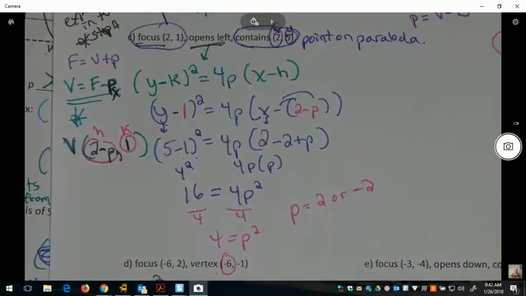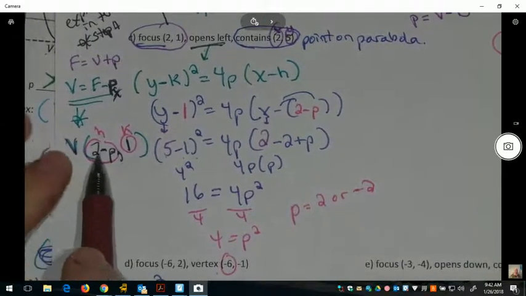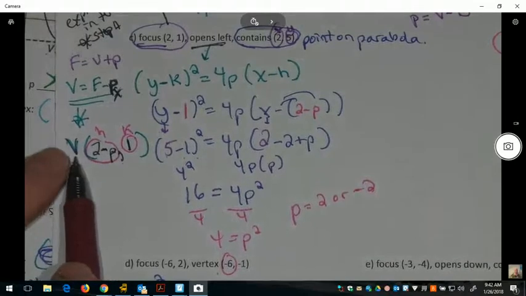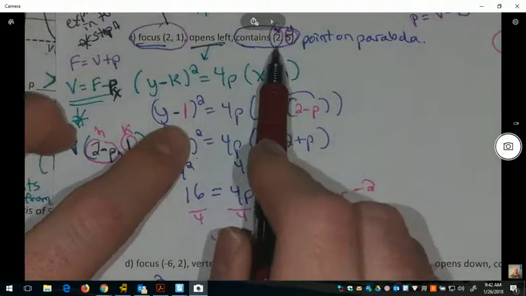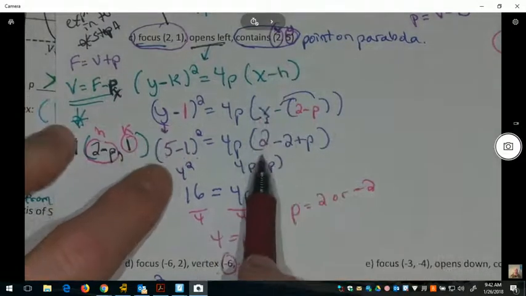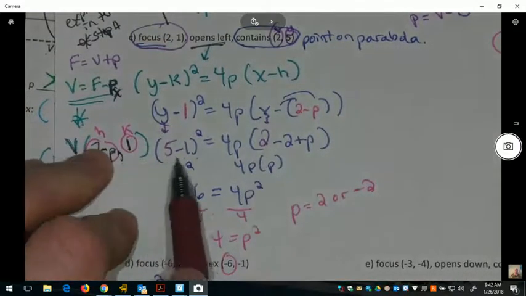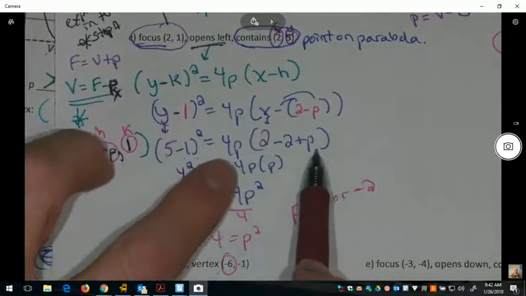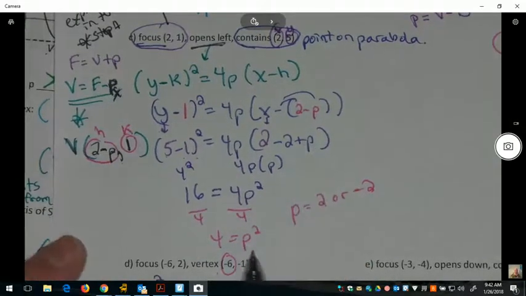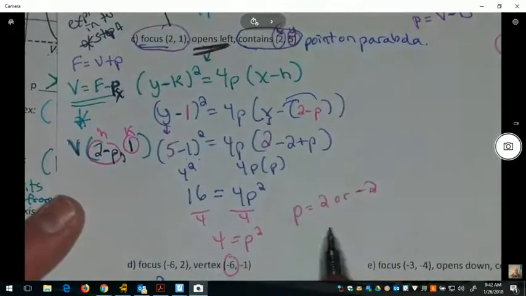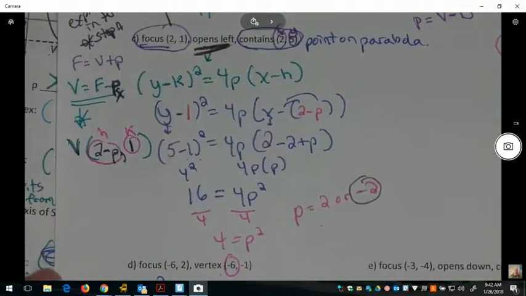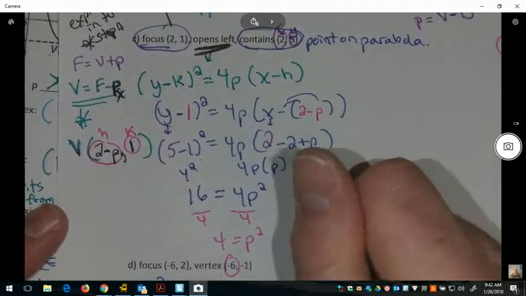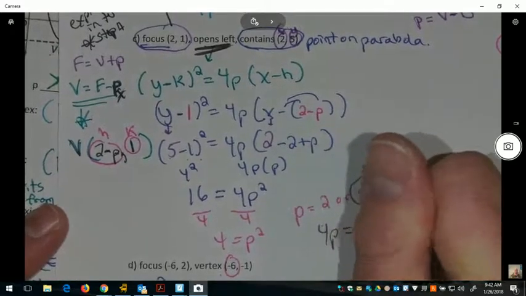So by figuring out an expression for the vertex in terms of p, and plugging that in, and plugging in the point 2, 5, the x and y coordinates, we were able to write an equation that just had the variable p in it. So we could actually solve for the value of p. Because this is opening to the left, it's got to be what? Negative 2, yes. So I now know that p is negative 2, which means 4p is negative 8.